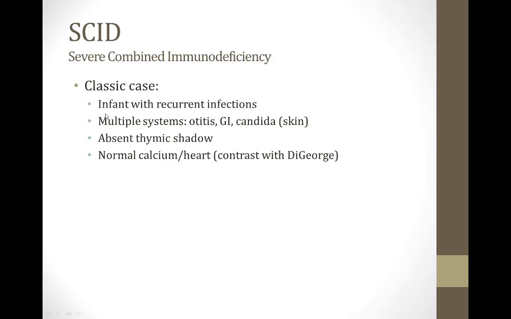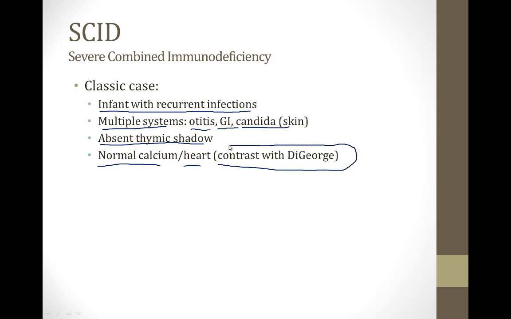So the classic case to know for your boards is an infant with recurrent infections, often in multiple different systems. There may be otitis media and GI infections and Candida skin infections. There will often be an absent thymic shadow reported on chest x-ray, and importantly, they will have normal calcium and a normal heart, and that's how you know that this is not DiGeorge syndrome, because patients with DiGeorge syndrome have parathyroid dysfunction that leads to calcium abnormalities, and they have congenital heart defects.